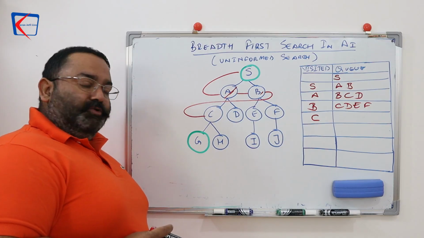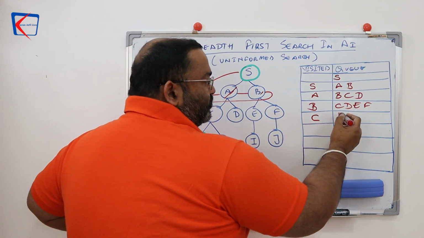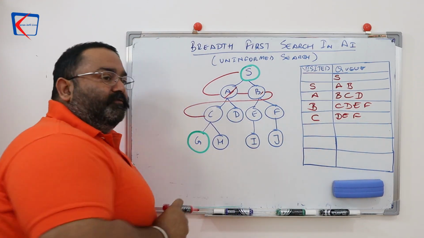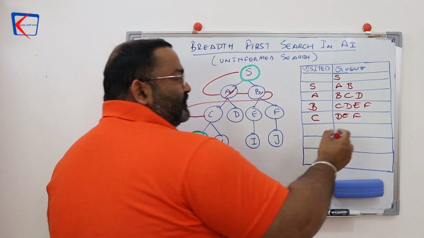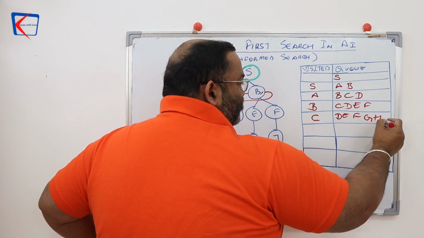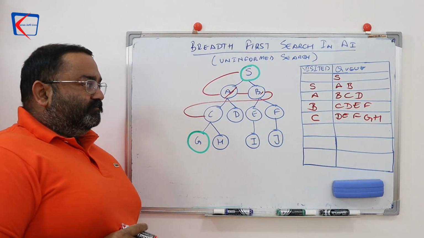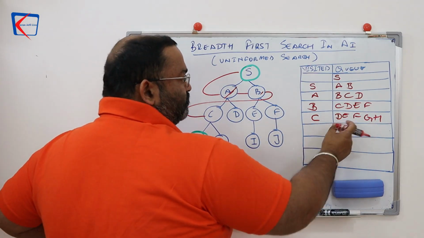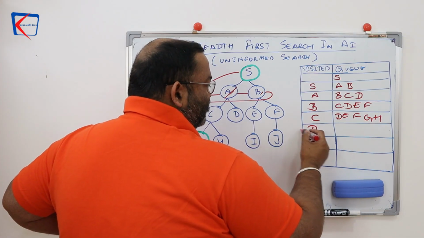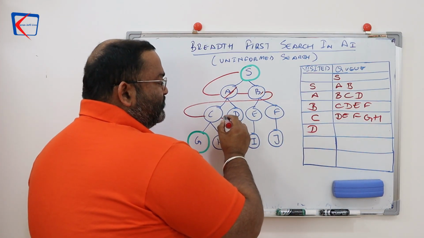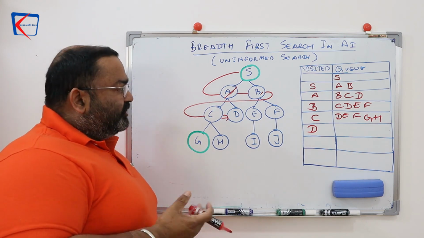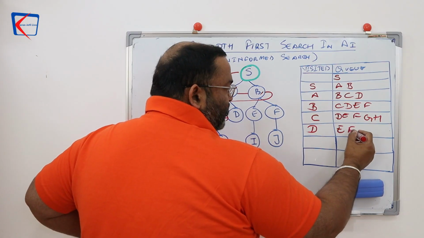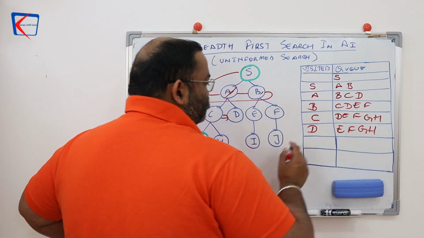Is C my goal? No. What is left in the queue is D, E, F. The children of C are G and H, so I add G, H. C is not my goal, so I remove the next node from the queue, which is D. D does not have any children. So what is left in the queue is E, F, G, H.